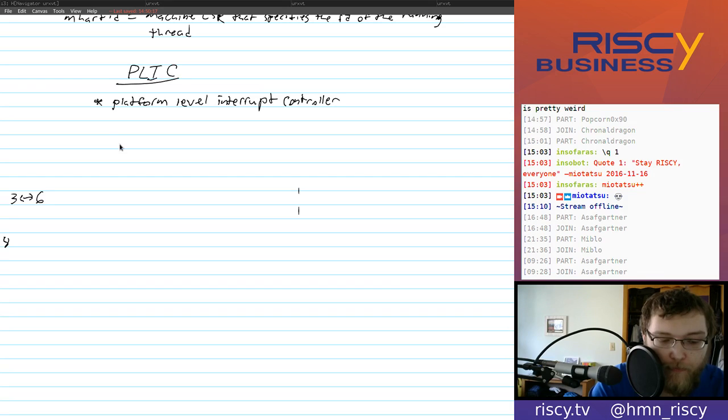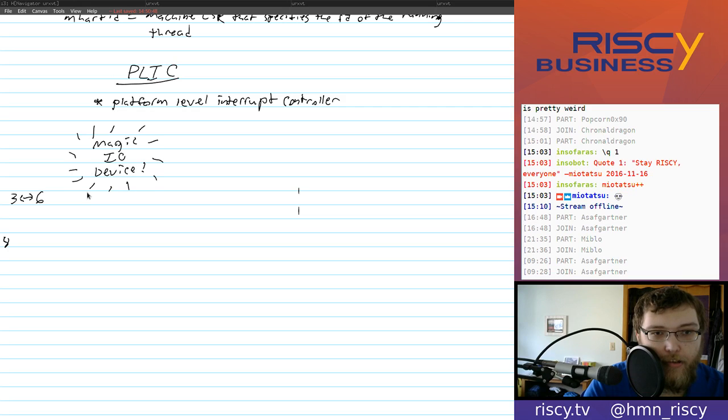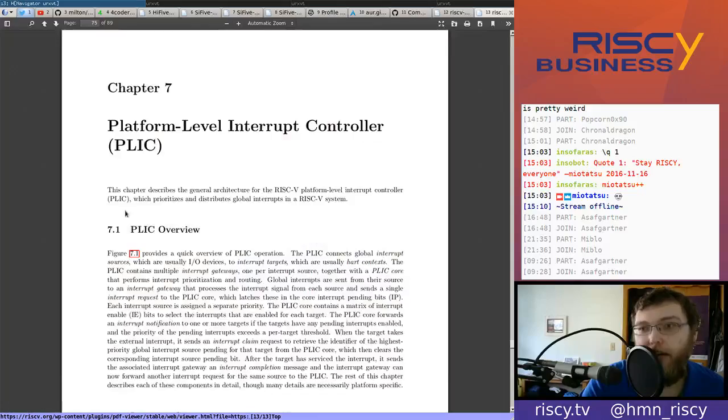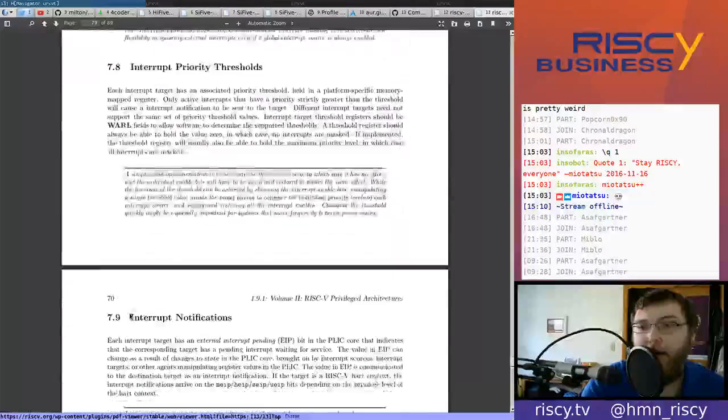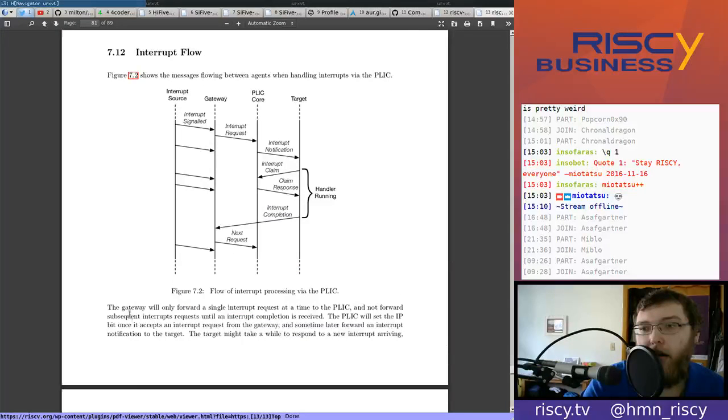And so basically what happens is you have some magic IO device. Right, there's like a little gnome in your chip that runs around and sprinkles some fairy dust, and that sends out an interrupt request. So are they called interrupt requests? Let's look at the diagram again. I believe that's the terminology. It sends an interrupt signal.